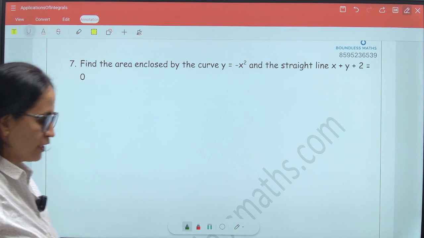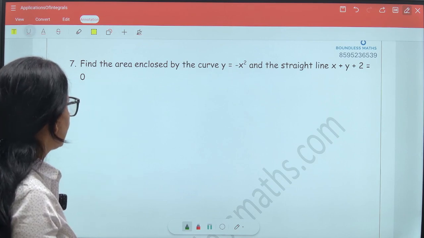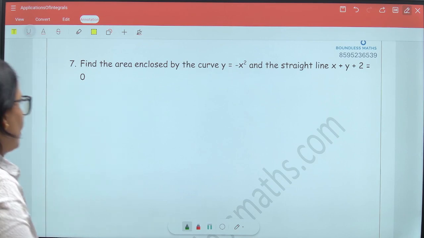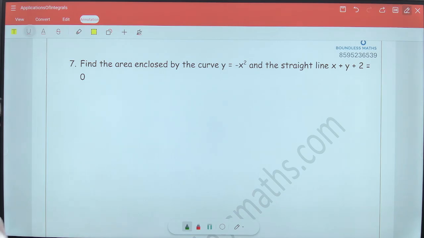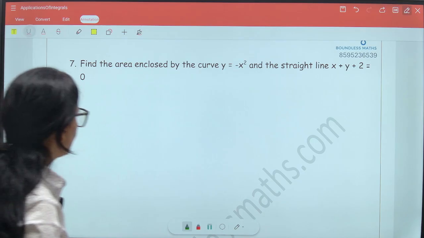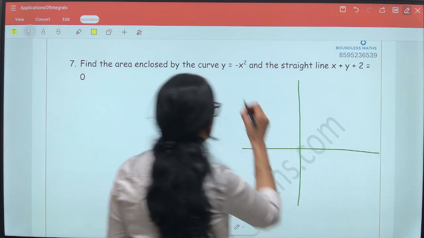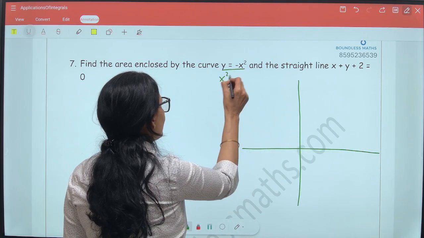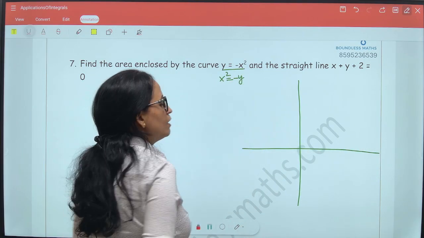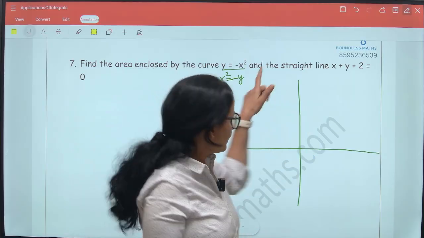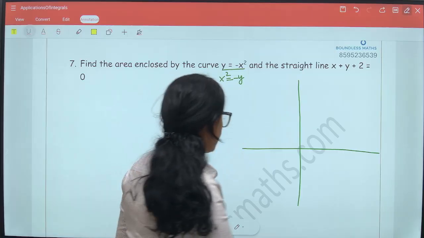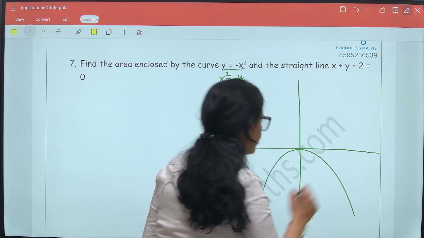Find the area enclosed by the curve y is equal to minus x square. Now here you have a minus sign also, and the straight line x plus y plus 2 is equal to 0. So let's draw the rough figure first. So these are the coordinate axes. This is x square equals minus y. If you have x square equals y, it is opening upwards. So in this case it is going to open downwards.